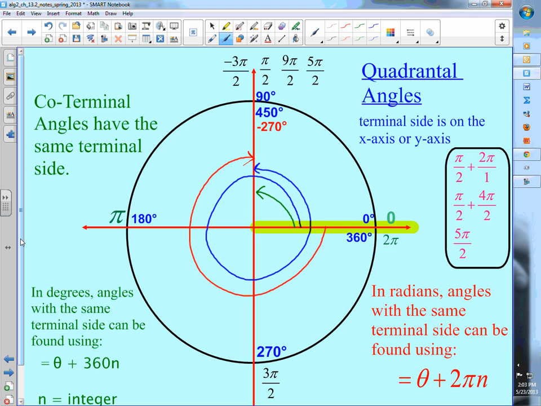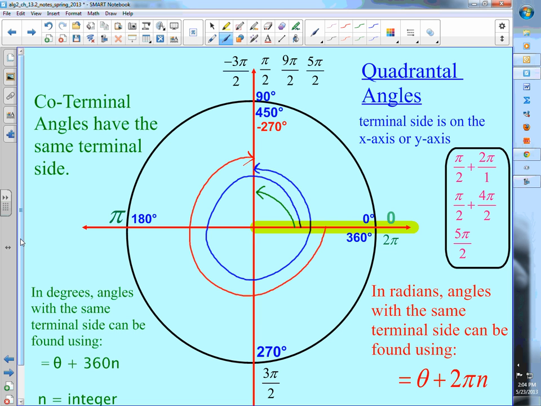Quadrantal angles means that the terminal side of your angle is on the x or y axis. So when we go straight up, that's on the y-axis, 90 degrees, pi over 2, called a quadrantal angle. When you come over here so that you're on the x-axis, pi and 180 are quadrantal angles. When you go straight down, 270, 3 pi over 2, and all the way around, 2 pi and 360, those are all your quadrantal angles. And again, we're mostly concerned about the first revolution, so those are the ones we care about most.